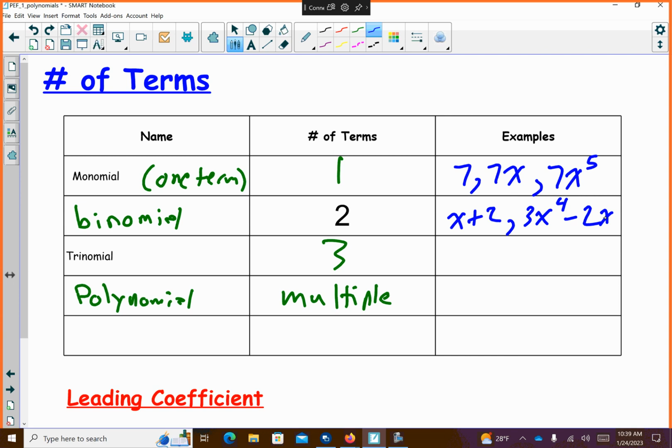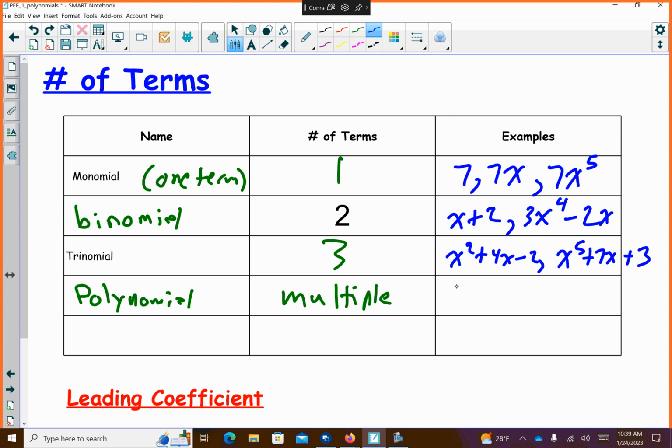A trinomial has how many terms? 3. Tricycle has 3 wheels, 3 terms. So let's say we have x squared plus 4x minus 2. Or if I had x to the 5th plus 7x plus 3. Those are trinomials. And then a polynomial has a whole bunch.